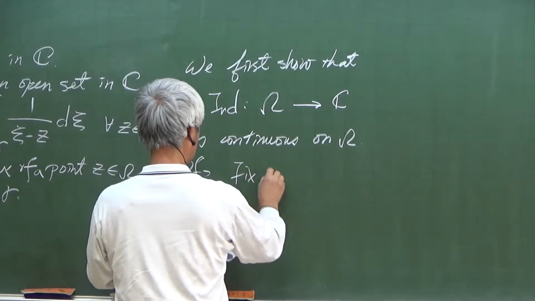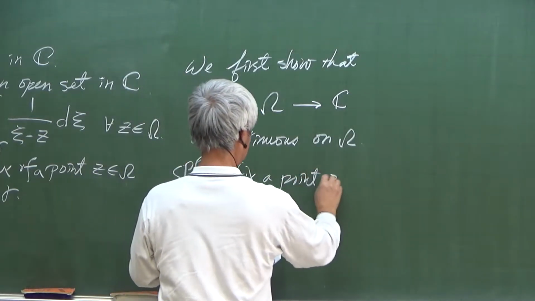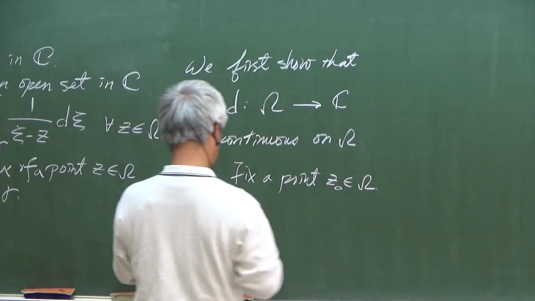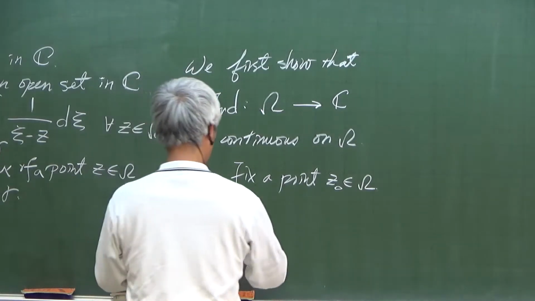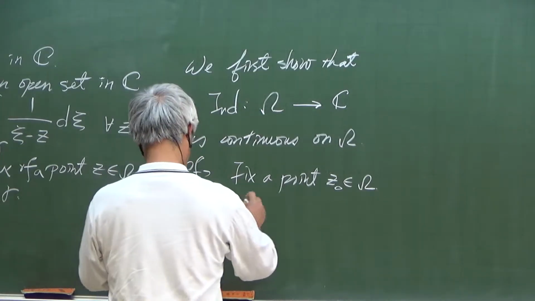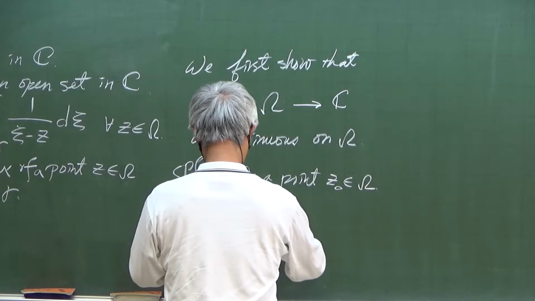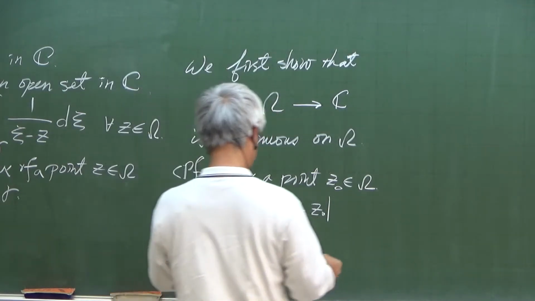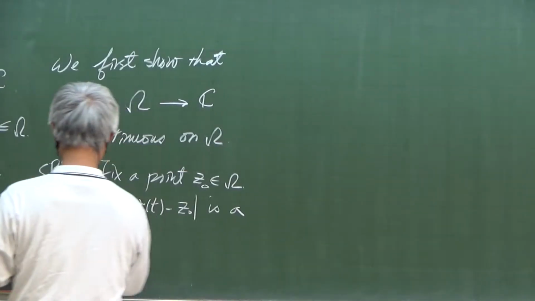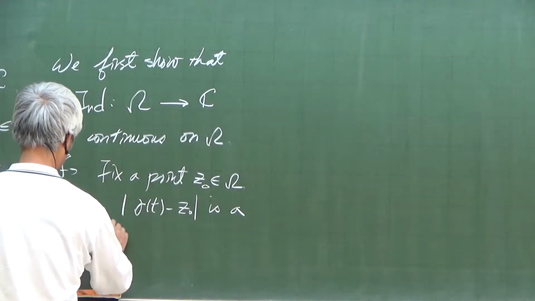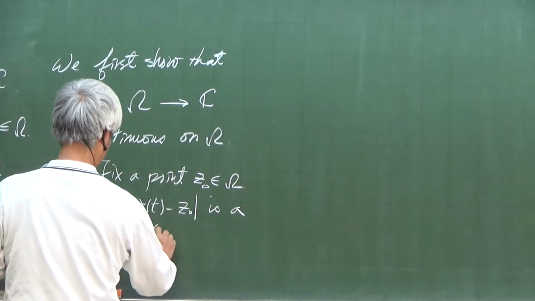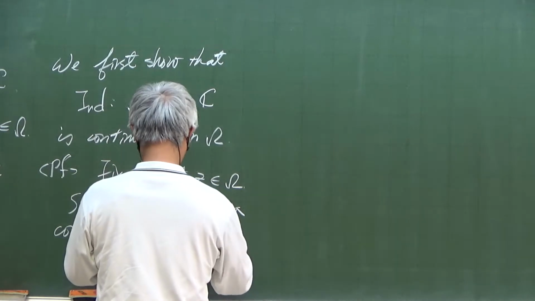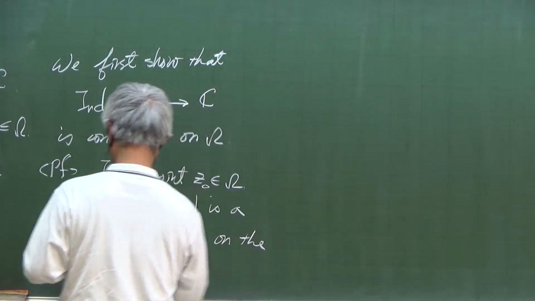So we first fix a point Z in the open set. We'll call it Z0. Now, since gamma(t) minus Z0 is a continuous function, okay, so this is a continuous function on the parameter interval.